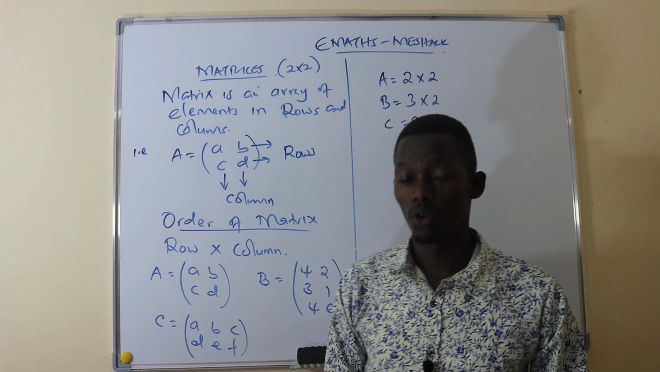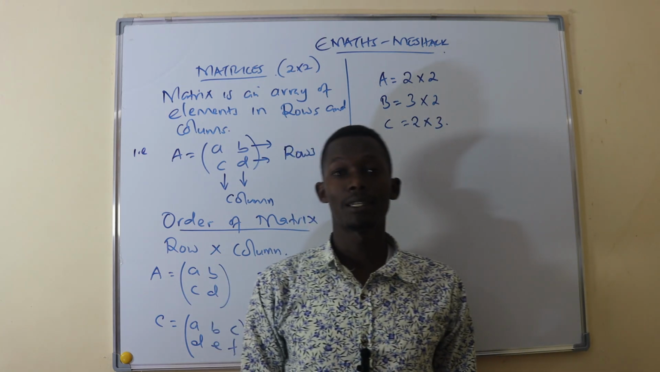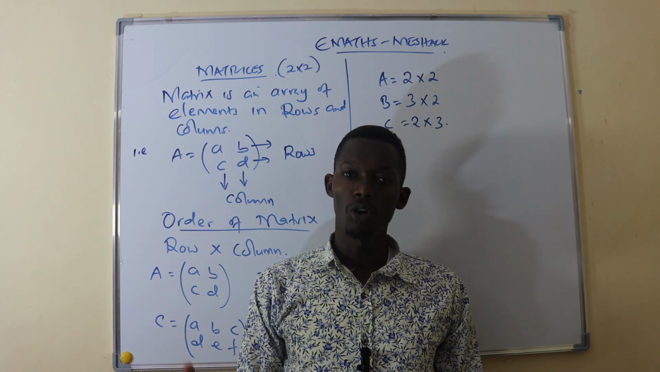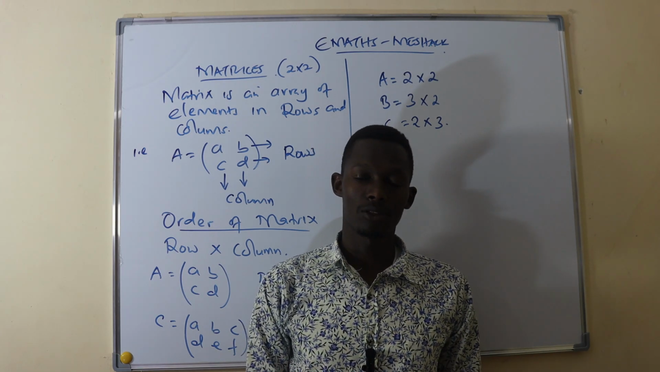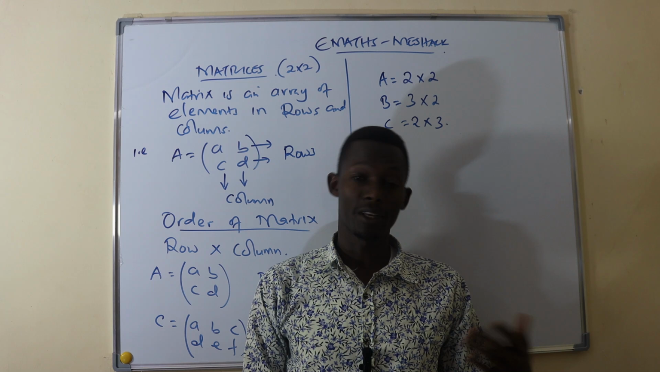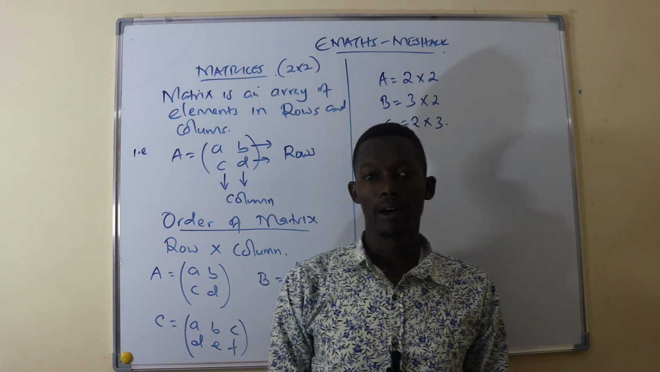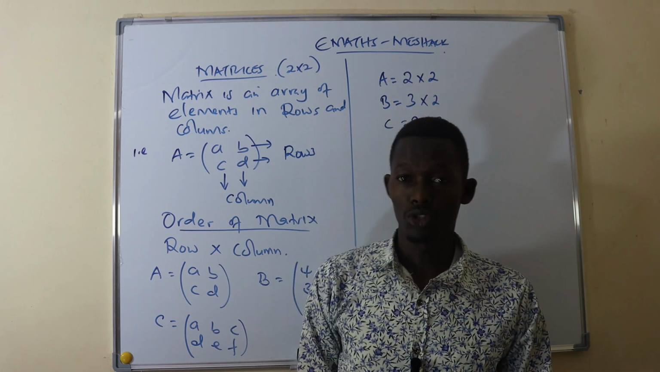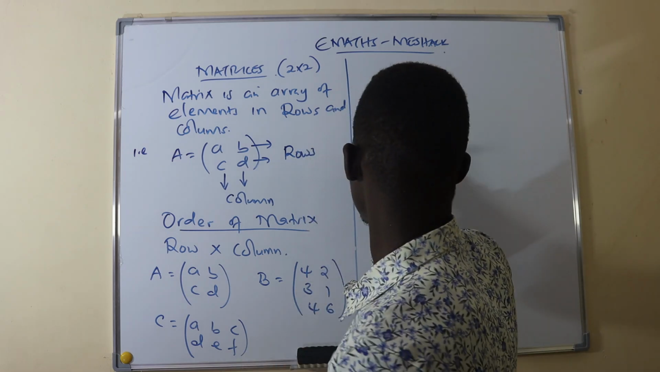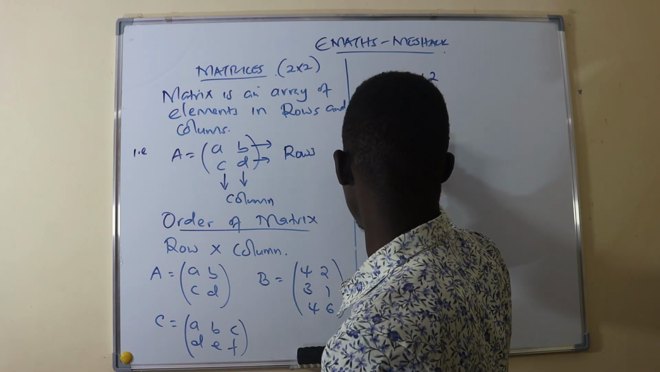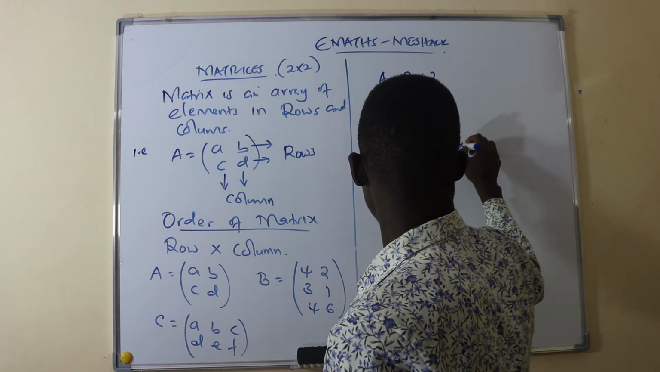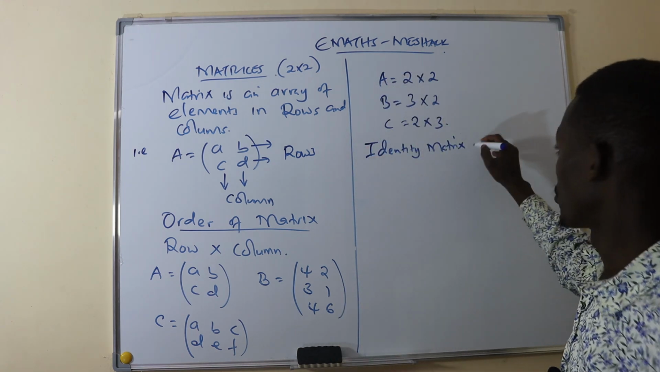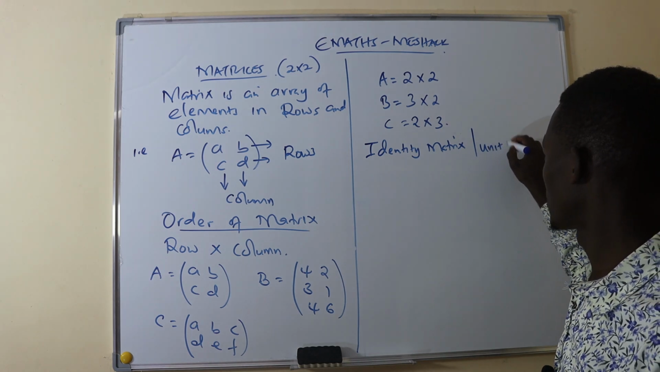Then you have another matrix called a zero matrix. A zero matrix is a matrix with all elements inside that matrix being zero. It's called a null matrix or a zero matrix. Then another very important matrix that you need to know is the identity matrix. I'll need to write it. Identity matrix. Sometimes it is also defined as the unit matrix.